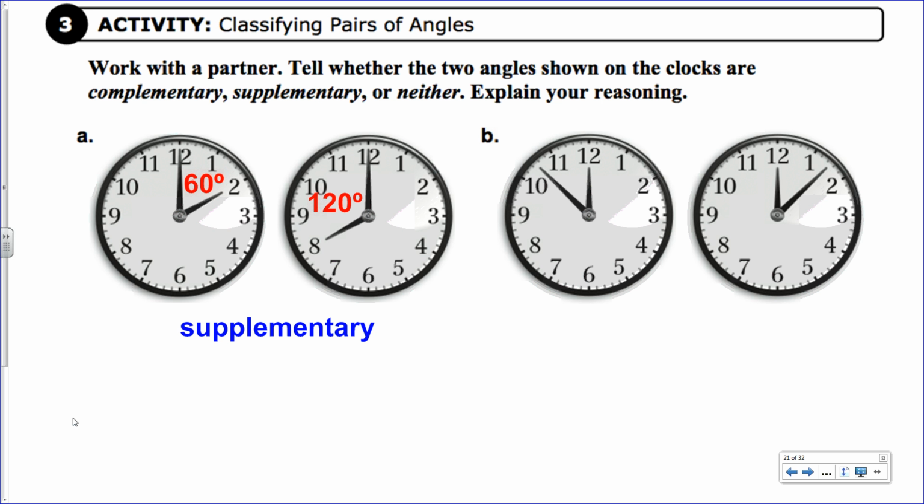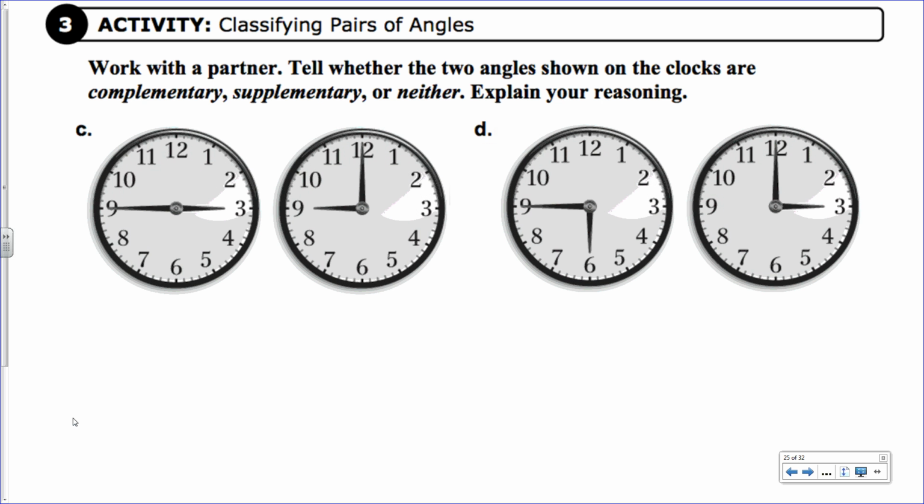Letter B. Here on the first clock, that degree is 45 degrees, and the other degree is also 45 degrees. So would those be complementary, supplementary, or neither? What do they add up to? You should have said they are complementary because they add up to 90 degrees. Let's look at letter C. We've got 180 degrees as a straight line and 90 degrees for a right angle. Would that be supplementary, complementary, or neither? And you should have said neither because they add up to not 180 or 90.